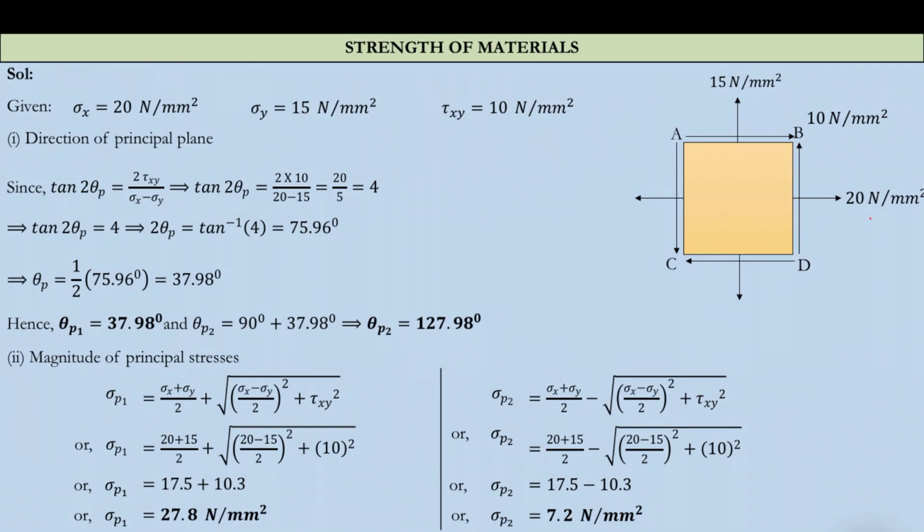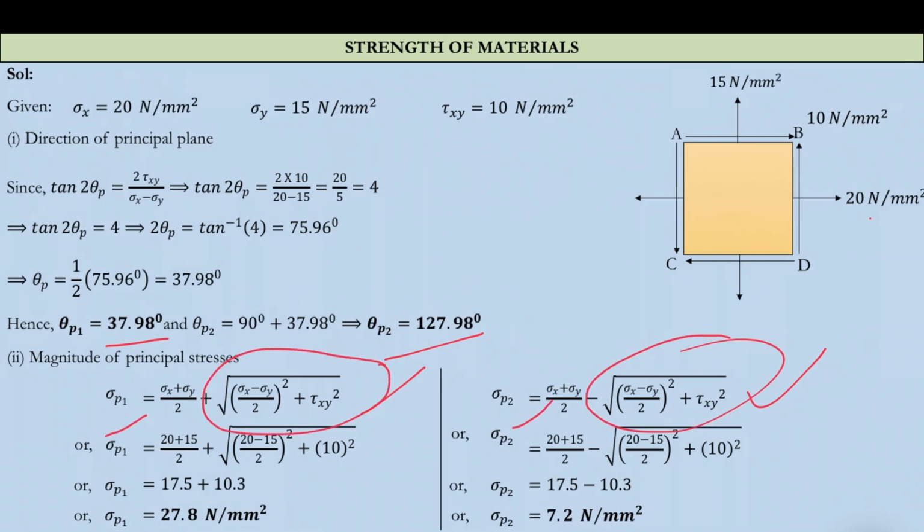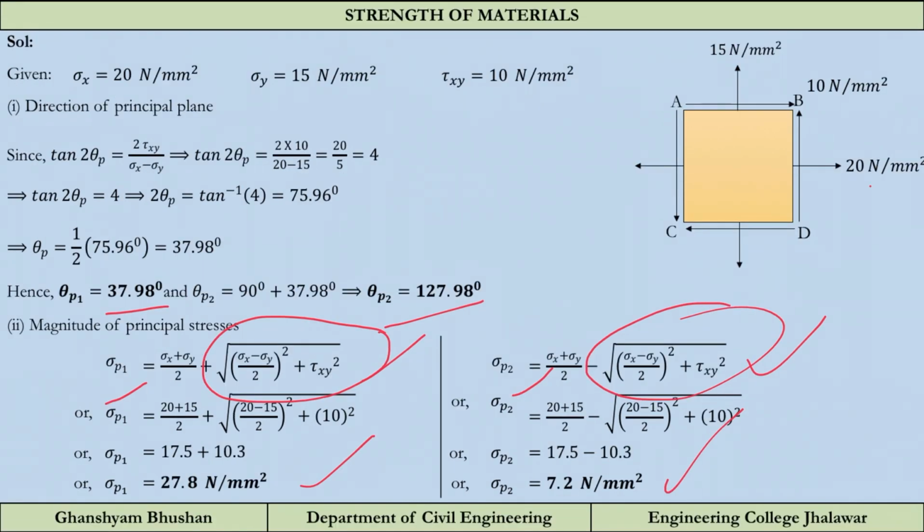Magnitude also you can directly calculate, either put the value of theta in the transformation equation, or we have already derived the equation for principal stresses. So these are nothing but sigma x plus sigma y by 2, plus or minus the square root term. If we are adding this term, then it will be p1, and if you are subtracting this term, then it will be p2. So calculate this term and you will get sigma p1 as 27.8 megapascal and sigma p2 as 7.2 megapascal. So first two parts we have calculated.